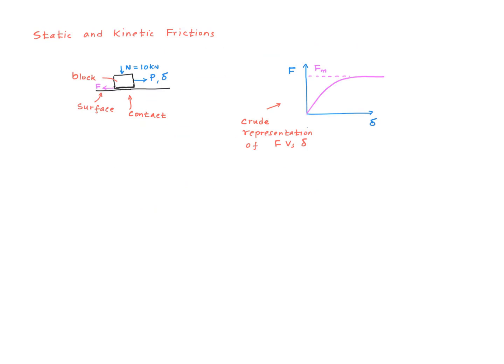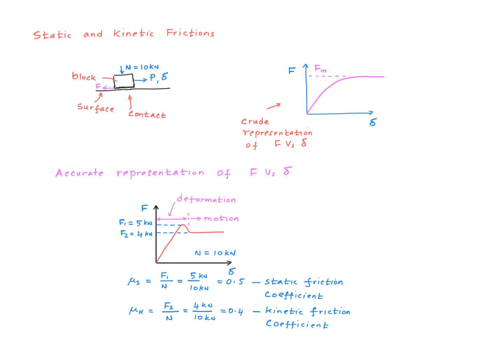Now let's briefly talk about the difference between the static friction and the kinetic friction. Remember in an earlier slide I said the relationship between F and delta is something like this, right? This is a sort of crude representation of F versus delta. Here is an accurate representation of F versus delta for most materials. Initially, F increases with delta like in this first part of the curve. It reaches a maximum around here. Let's call that F1. At this point, the block is going to start sliding. So somewhere here, the block is actually in motion.